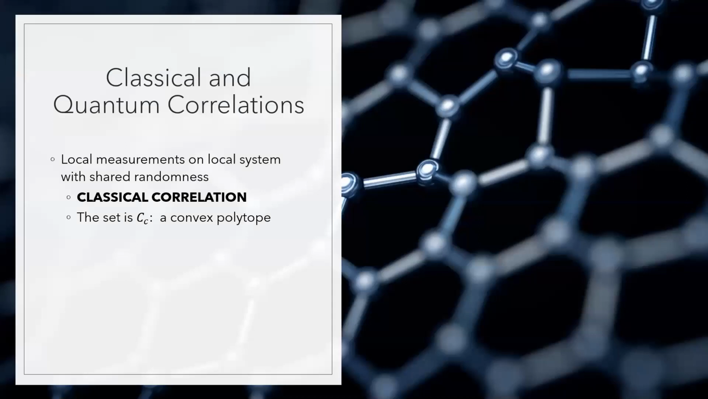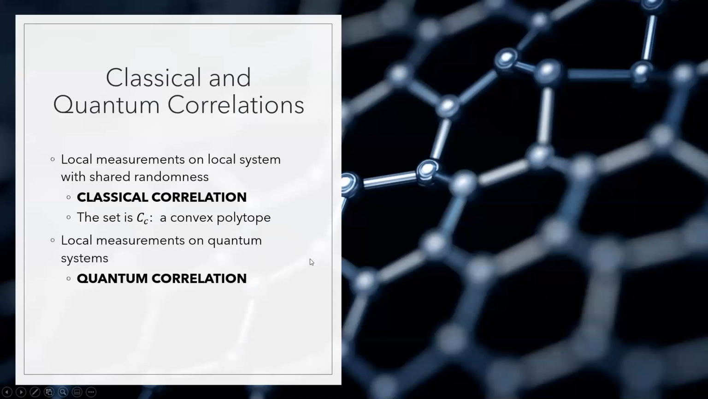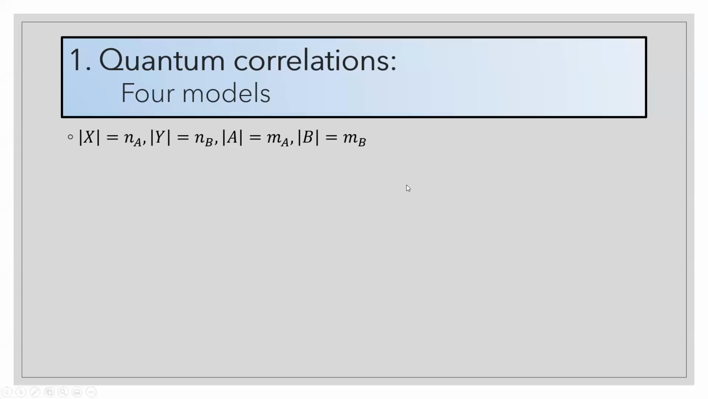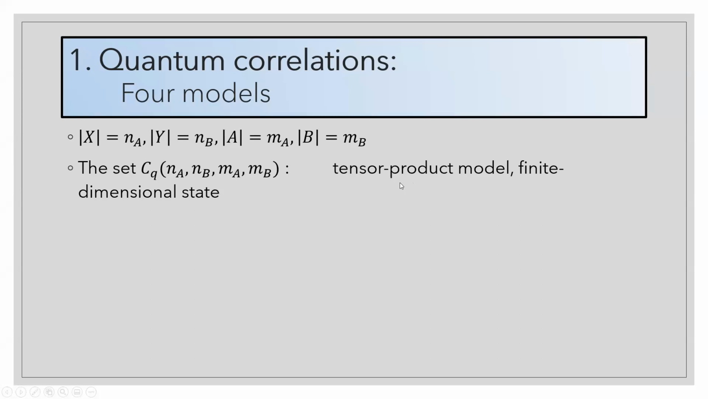Next, let me make some comparison between classical and quantum correlations. We know classical correlations can be generated by local measurements on local systems with shared randomness. The set of all the classical correlations is denoted by C sub C, which is a convex polytope. For quantum correlations, we know they can be generated by local measurements on some quantum system. And in fact, quantum correlations can arise in 4 different models. Let's fix the number of questions and the number of answers to be NA-NB and MA-MB. We first define the set C sub Q of NA-NB, MA-MB to be the set of all the quantum correlations that can be generated by local measurements on a finite dimensional quantum state.